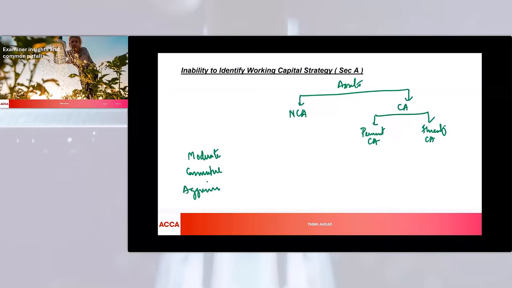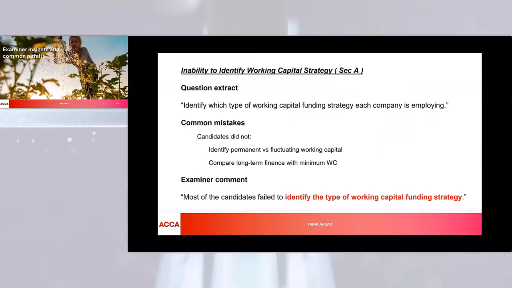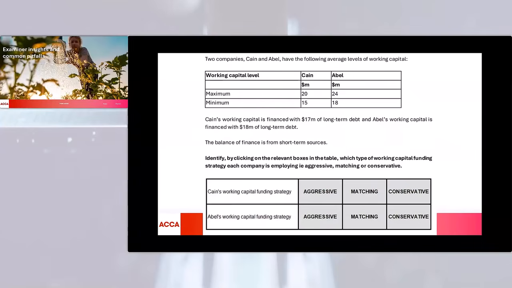Now, if we don't have a proper understanding of it, the next question I want you to read and try solving. I'm looking forward to your response. There are two companies here, Kane and Abel. You need to tell me whether Kane's approach is aggressive, matching, or conservative. And Abel's, whether it is aggressive, matching, or conservative. I'm looking forward to your response in the chat.